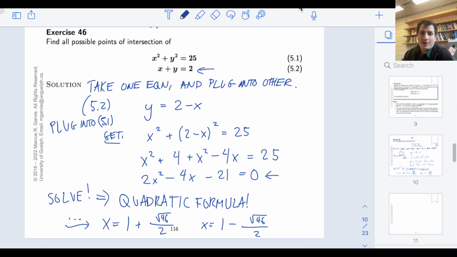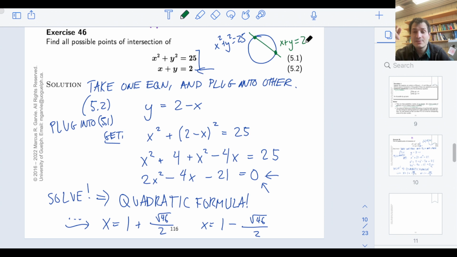Okay, so in this video, I'm going to go over the details that I skipped in class today. We got to this quadratic equation for finding the intersection of this circle and this line. Remember, we plotted it in Desmos: x squared plus y squared equals 25 is some big circle, and x plus y equals 2 is some line, and we're trying to find these two intersection points.